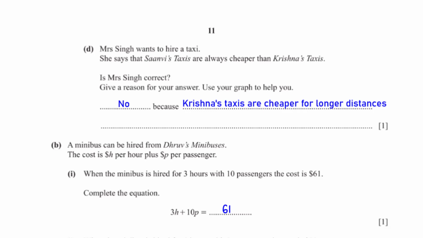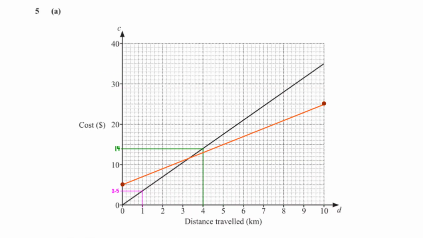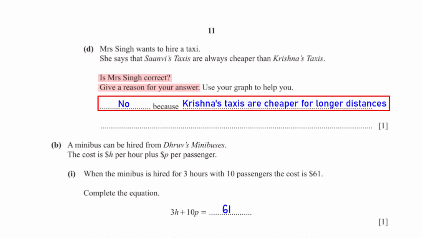Mrs. Singh wants to hire a taxi. She says that Sanvi's taxis are always cheaper than Krishna's taxis. Is Mrs. Singh correct? Give a reason for your answer. Use your graph to help you. On the grid, we see that after the intersection point of the two graphs, Krishna's taxis are cheaper than Sanvi's taxis. So we can say that no, because Krishna's taxis are cheaper for longer distances.